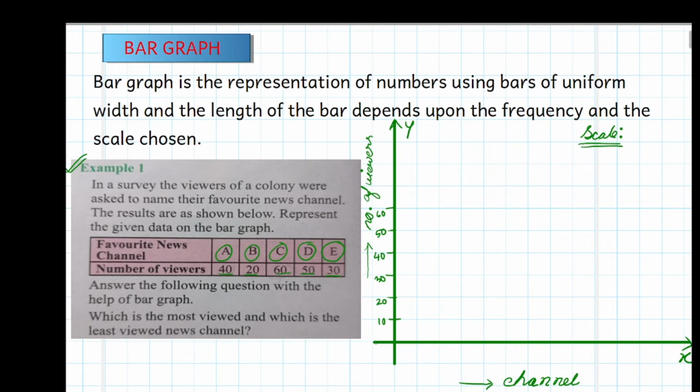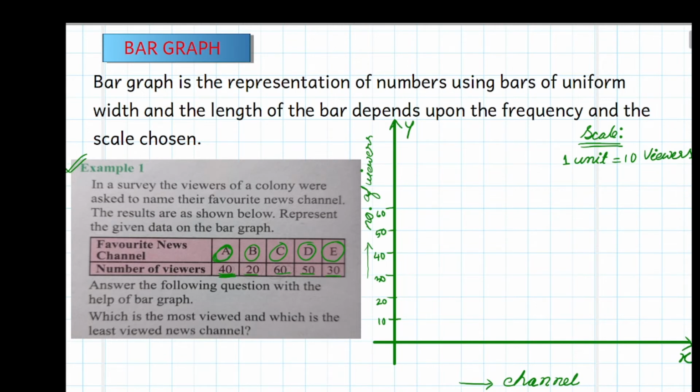So from here to this is what? 1 unit. 1 unit means 10 viewers. Okay, we are considering this is 1 unit, 10 viewers. 2 units, 20 viewers. So how to write? 1 unit equal to 10 viewers.